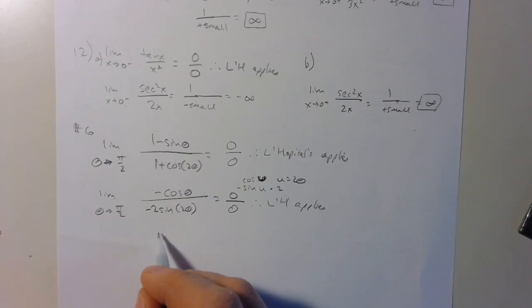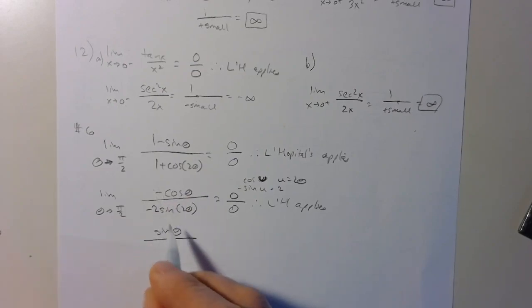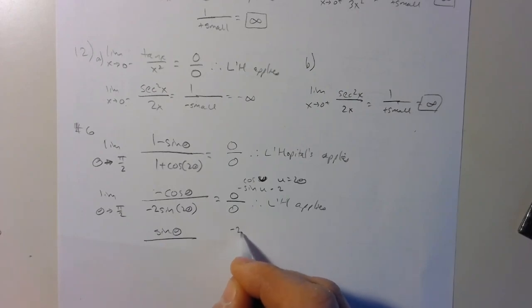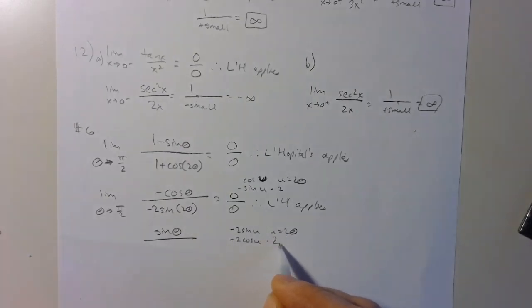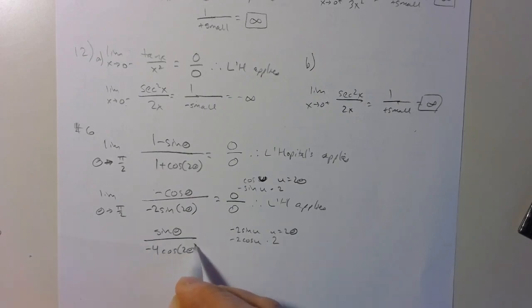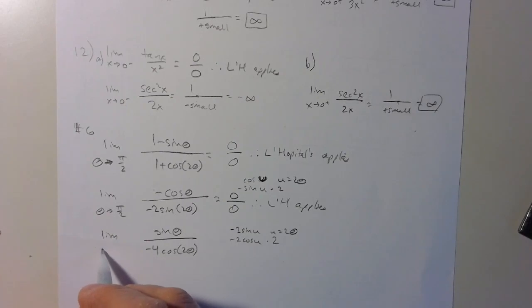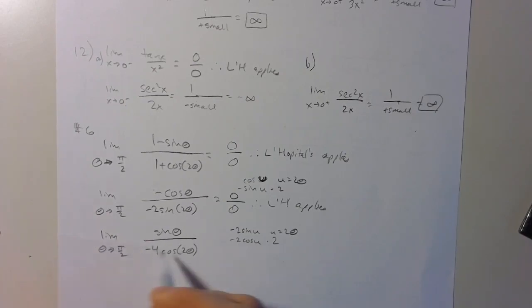So the derivative of cosine is negative sine, but that cancels that negative. So we're left with sine theta. The denominator, I'm going to use chain rule again. Derivative of that is negative 2 cosine of u, and the derivative of that is 2. So we're going to have negative 4 cosine of 2 theta. Okay, hopefully this madness ends here.